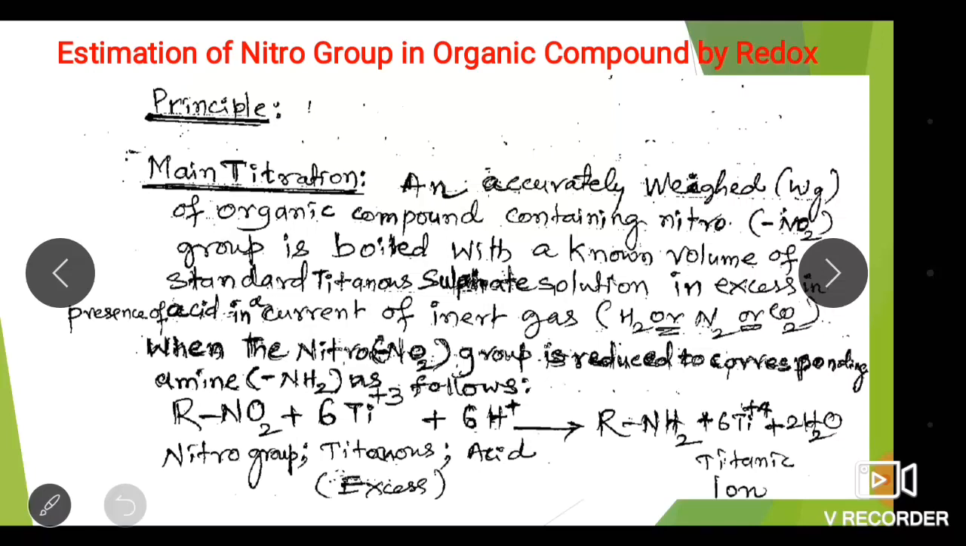amount of organic compound, W gram, is boiled with a known volume of standard titanium sulfate solution in excess. Then in the presence of a current of inert gas, that is H2, N2 or CO2, the nitro group, NO2 group, is reduced to the amine group, NH2 group, so RNO2 is converted into RNH2, and titanium is oxidized from titanium+3 to titanium+4 in acidic medium.